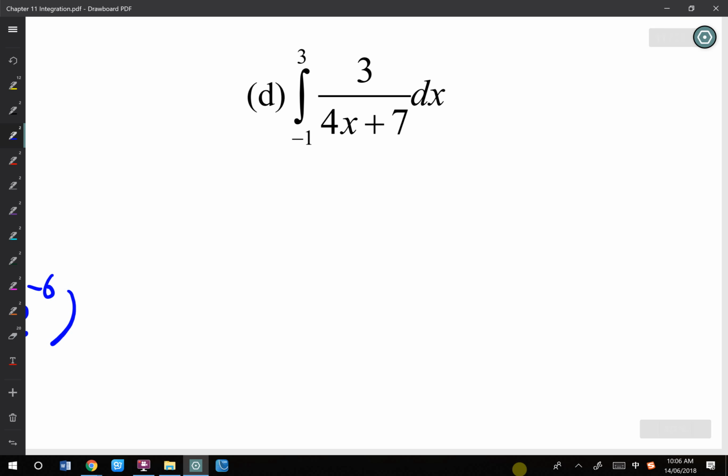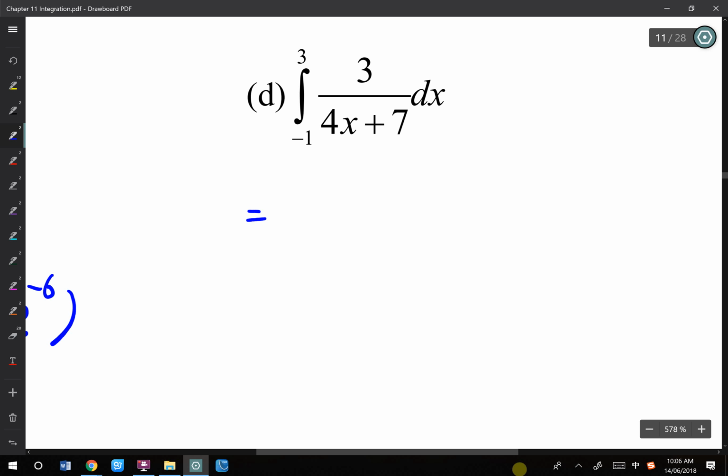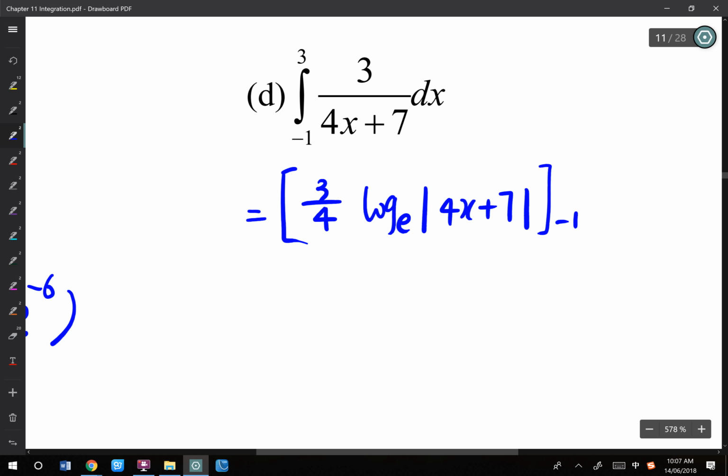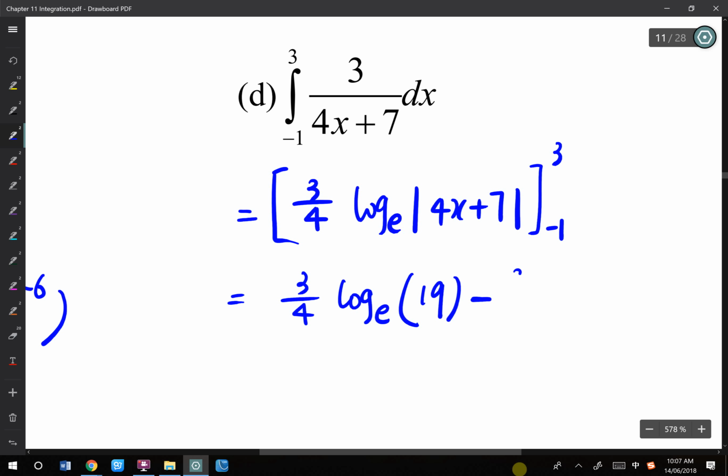Okay, last one. Well, it is a constant over a linear, definitely log. Okay, definitely log. So that's 3 over 4 log e absolute 4x plus 7. And the limits we sub in are negative 1 to 3. So 3 over 4 log e, we put 3 in, that's 12 plus 7 is 19. Minus 3 over 4 log e, we put negative 1 in, I have the 3.